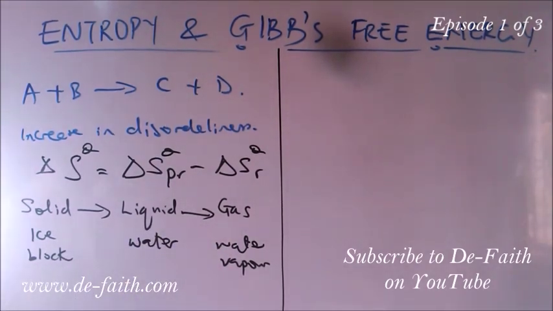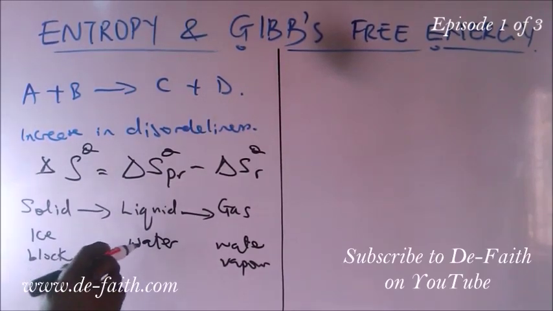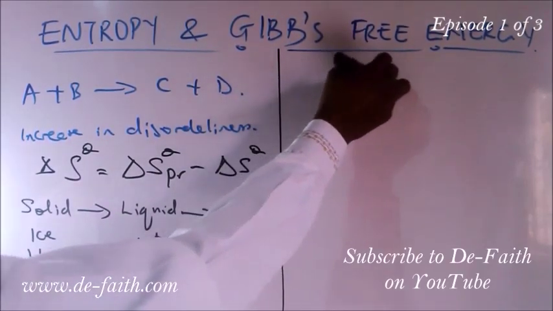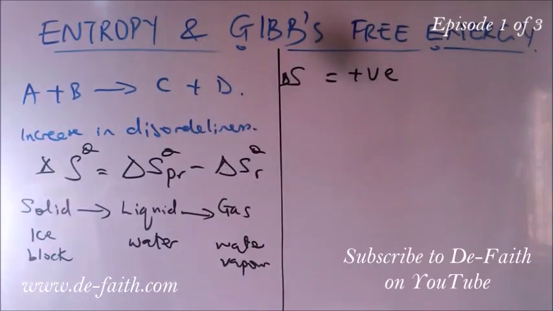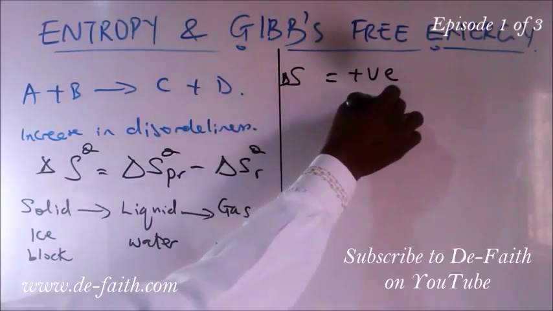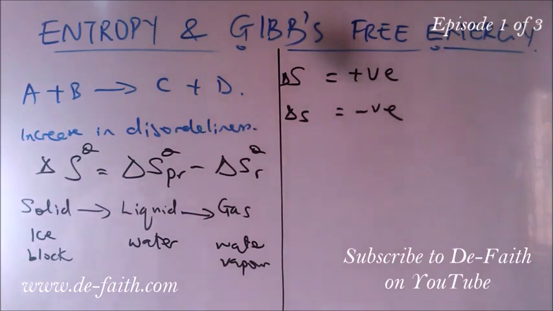The fact that entropy increases from solid to liquid means that we have a positive entropy change, right? And if entropy decreases, it means that we have a negative change in entropy. So a positive change means that we have a higher degree of disorderliness. So there's an increase in disorderliness. While if you have a negative change, it means that there is a decrease in disorderliness.